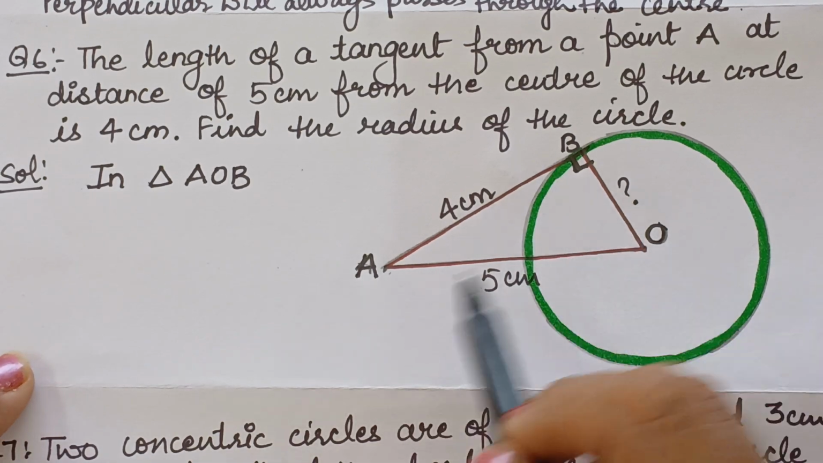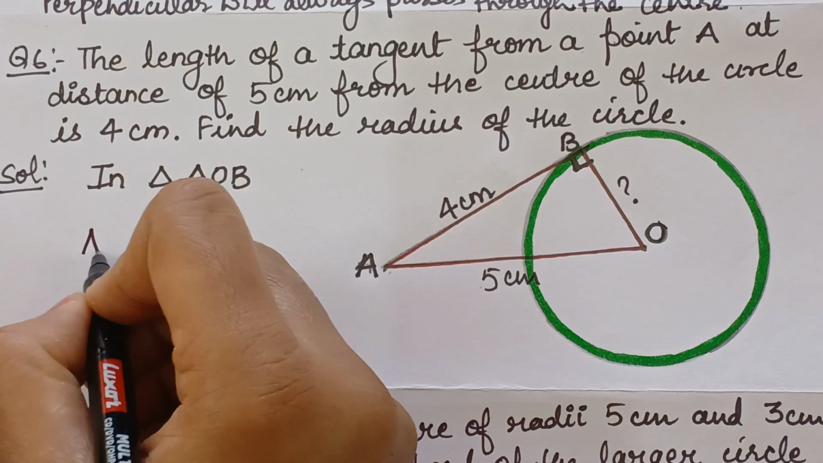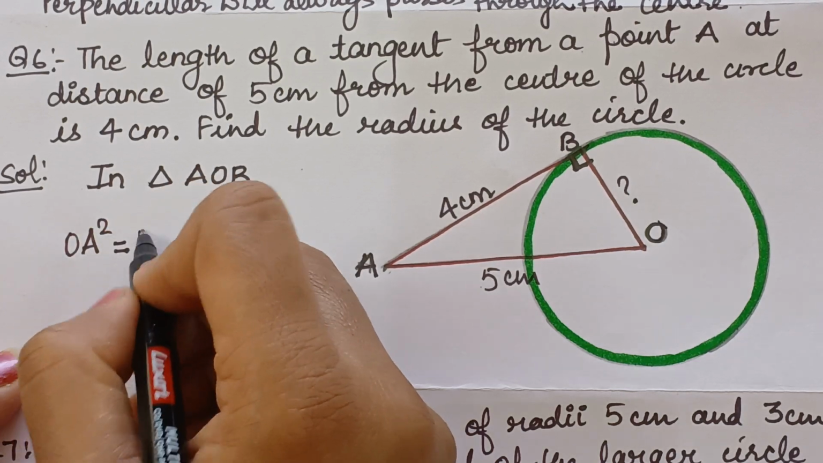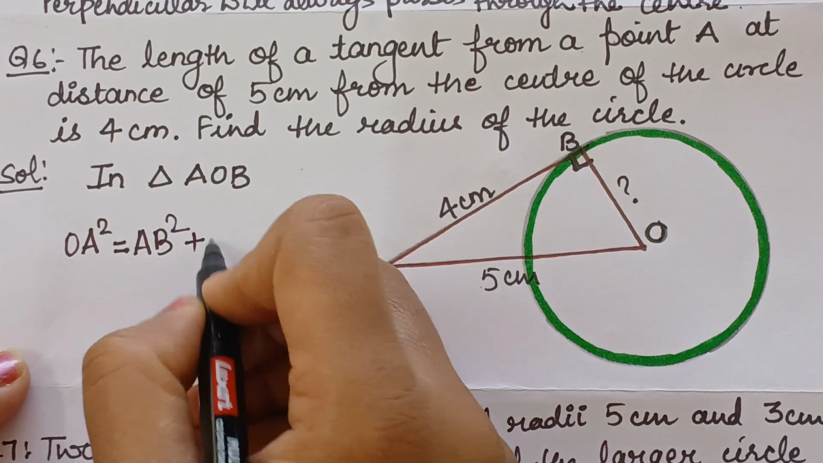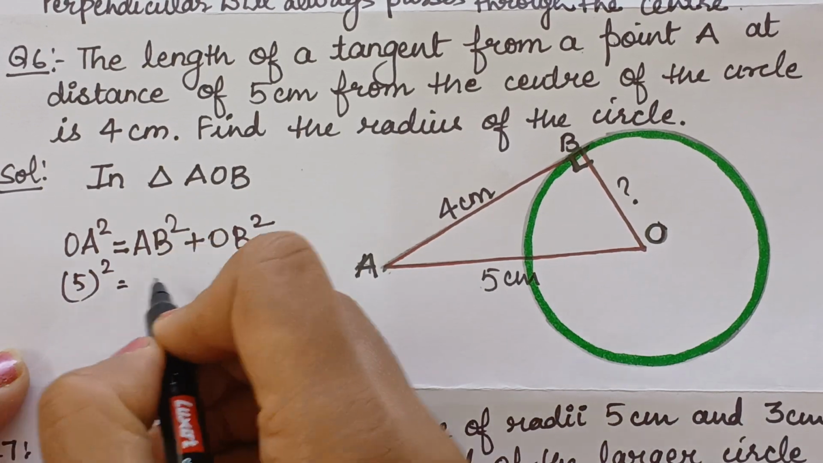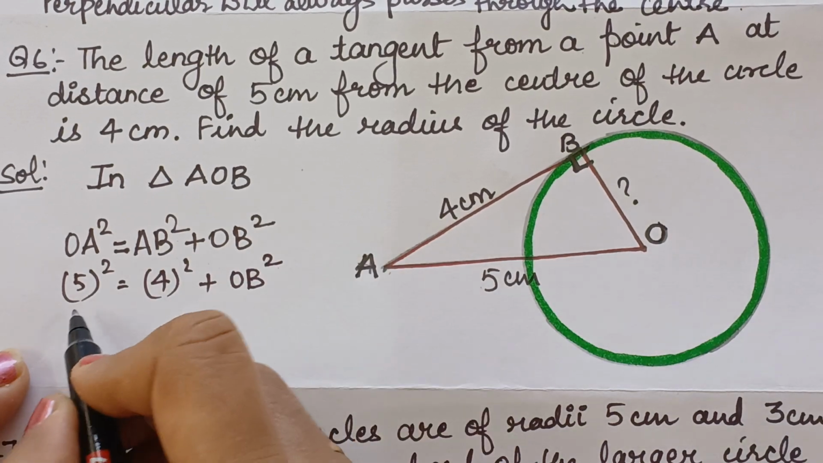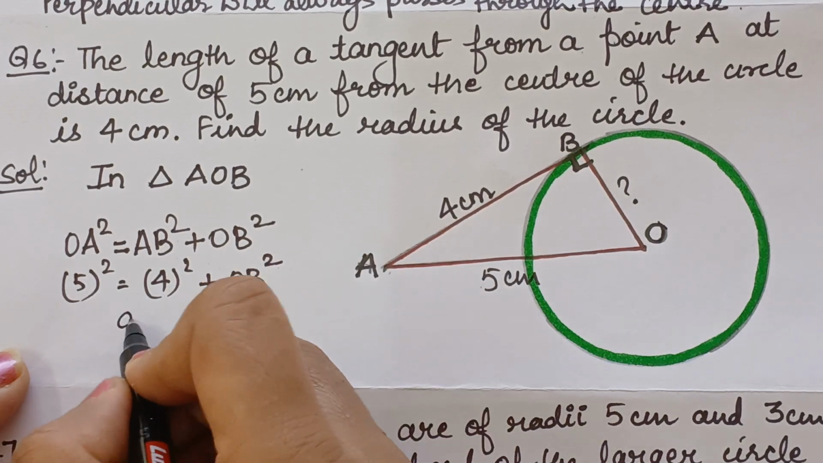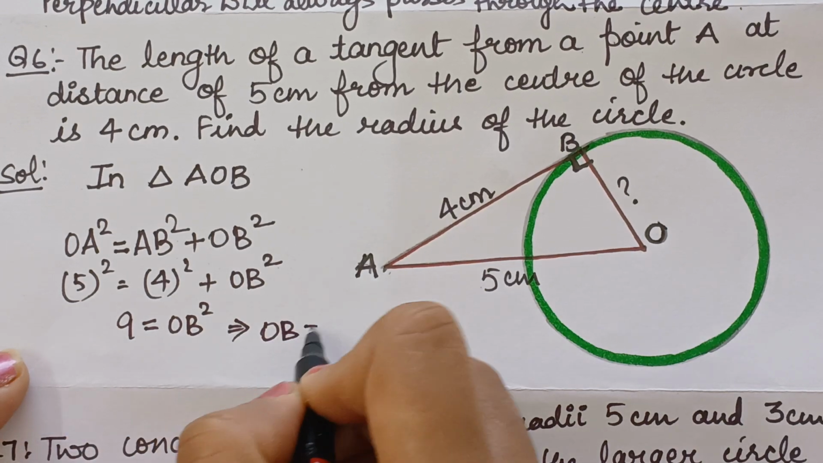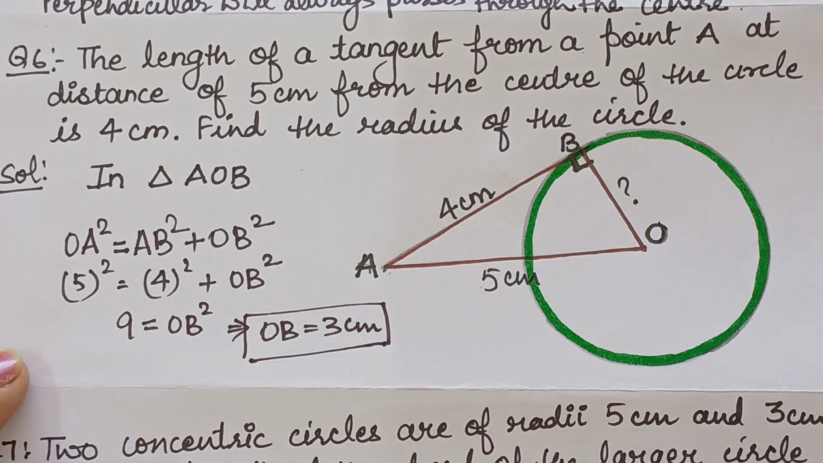So in triangle AOB, if we apply Pythagoras theorem, we will get OA square is equal to AB square plus OB square. Now OA is 5 and AB is 4. So it is 25 minus 16, which is 9. So OB is 3 centimeter. So the radius of the circle will be 3 centimeter.